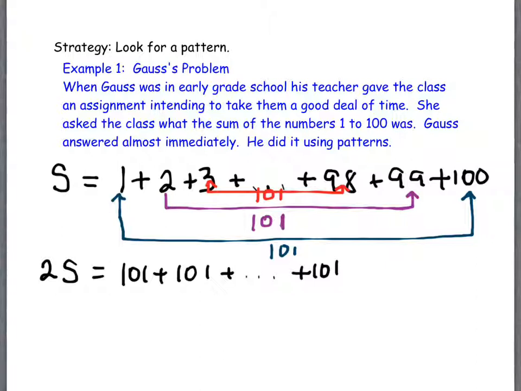Now, we still haven't answered the question of how many numbers I have, though. So how many are there? There's 100. Why? I started at 1 and I ended at 100, right? That's 100 numbers. So there are 100 numbers here.